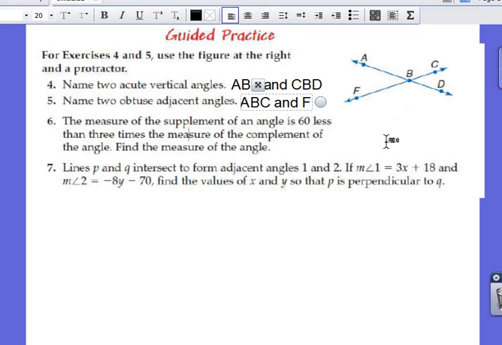And let's go over that again, just for clarification. Why are angle ABC and angle FBD vertical? Simple. Ray BF is opposite of BC. Ray BD is opposite of BA. So they're vertical by definition.